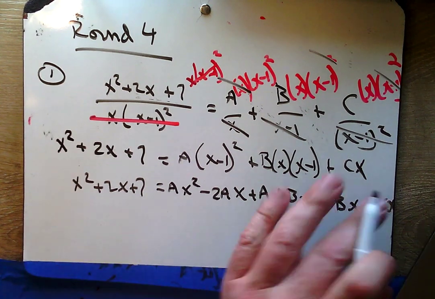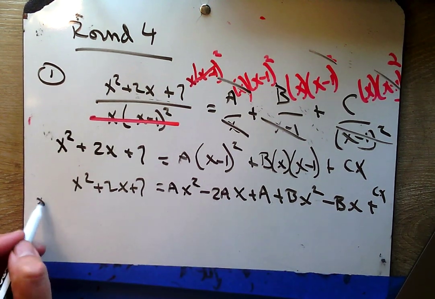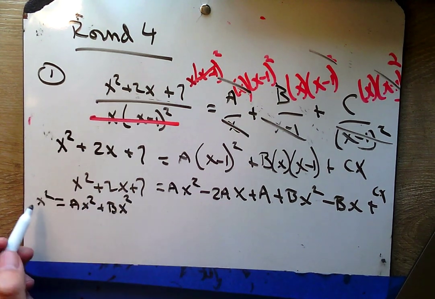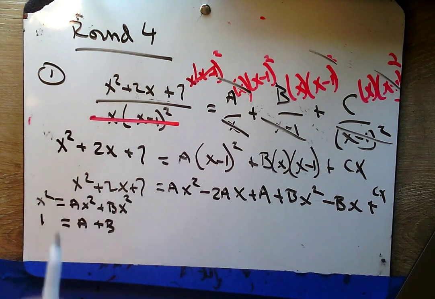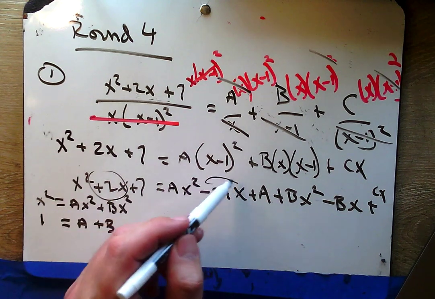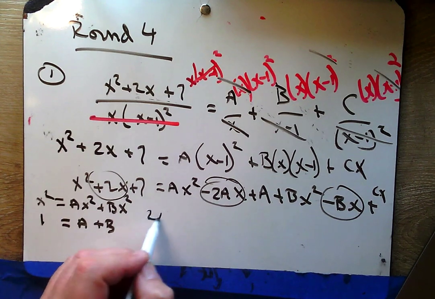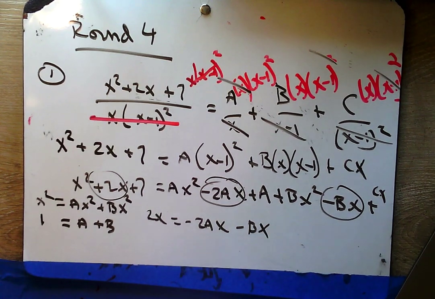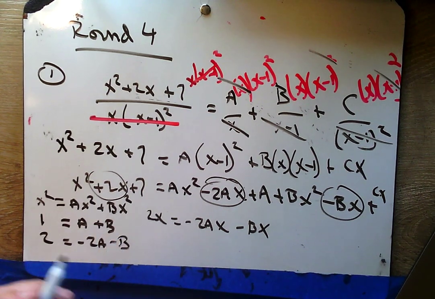Okay, so let's collect the terms. Let's take all the x squared stuff and put it together. x squared equals ax squared plus bx squared. If I divide everything by x squared, I get 1 equals a plus b. Now I'll take the stuff that has just x to the first and combine it. So now I've got 2x equals negative 2ax minus bx. Again, I can divide everywhere by x, and so now I have 2 equals negative 2a minus b.